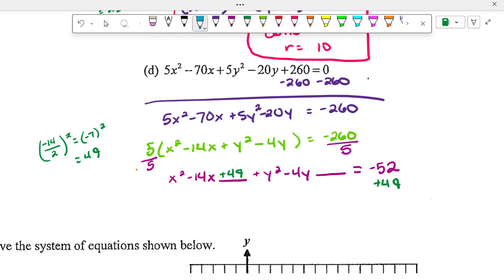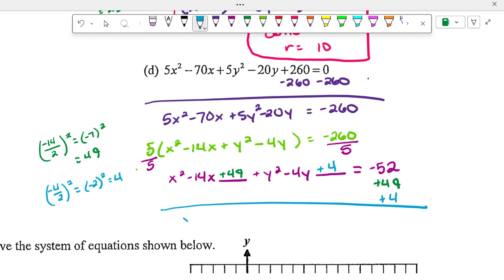What about the second one? So what about the y's? Negative 4 divided by 2 is negative 2. But if you square it, what would it be? 4. So this would be plus 4 to both. So this would be x squared minus 14x plus 49 plus y squared minus 4y plus 4 is equal to 1.